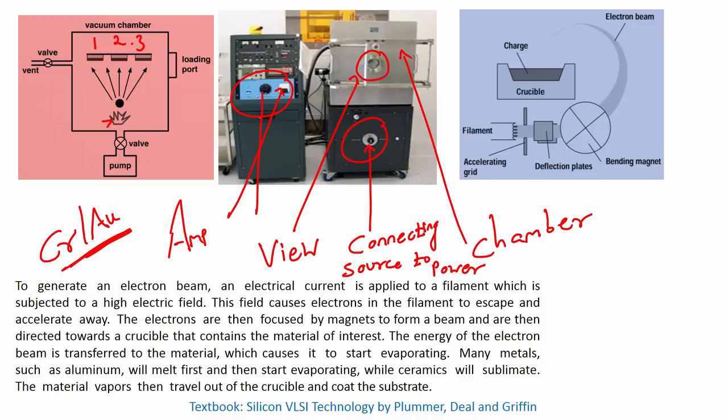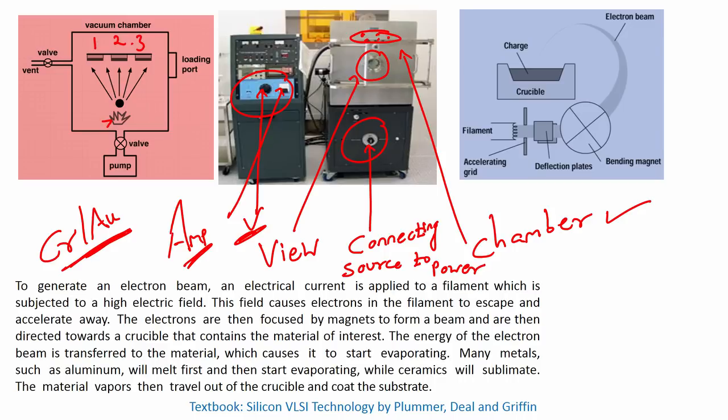This is your variable supply, you can change the voltage and you will see an increase in current, and that corresponding change in current will cause the boat to heat within this chamber. And here in the top within the chamber there is a provision for holding your substrates.